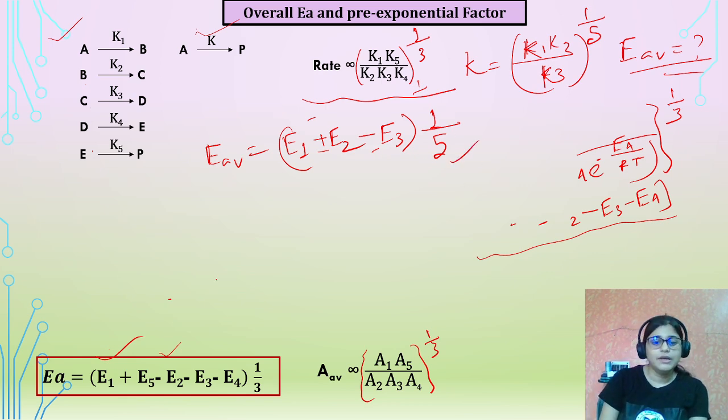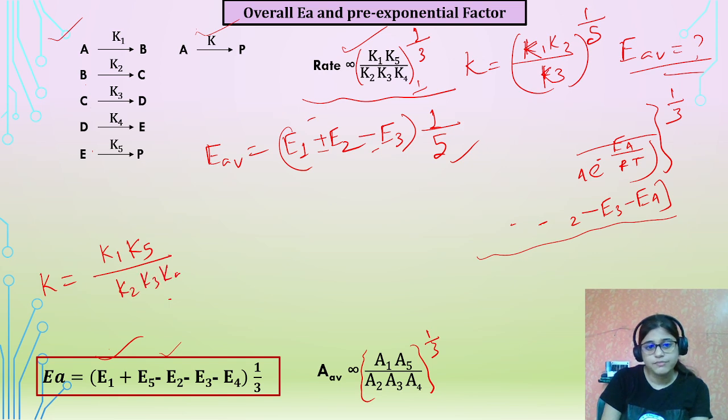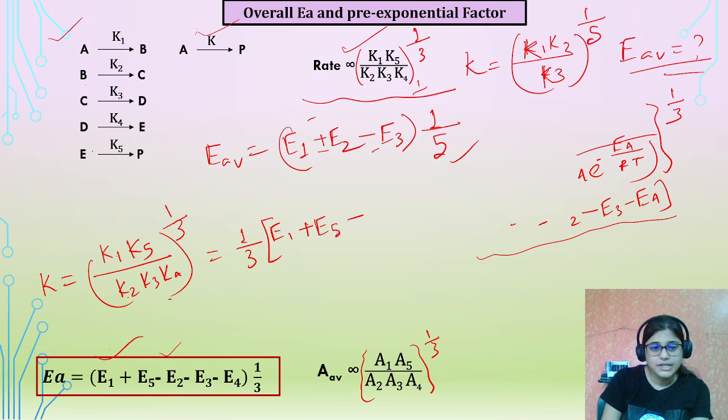Fine. Now if you apply this trick here, you can see what is given: K is K1, K5, K2, K3, K4, to the power 1 by 3. So now 1 by 3 will be multiplied, and E1 plus E5 minus E2 minus E3 and minus E4.